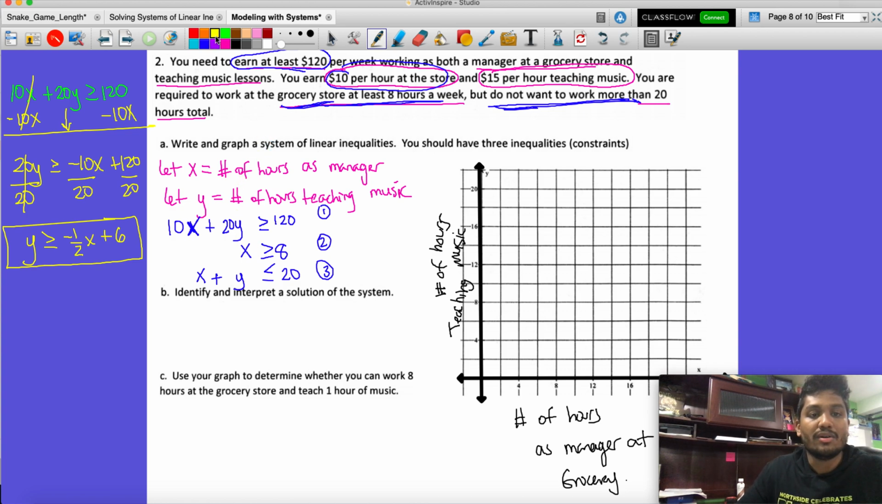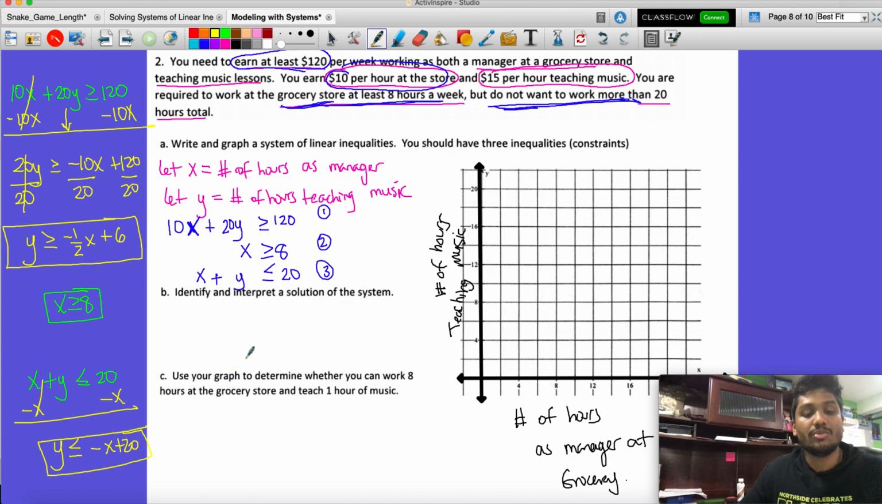Then we have the other one. I'll write this in green, okay? X is greater than or equal to 8. There's no y there, so we're actually just going to graph that. And then the last one now is x plus y is less than or equal to 20. And this one, yeah, we can totally rearrange this by subtracting x from both sides. And we get that y is less than or equal to negative x plus 20. Okay, so these are the three things that we're going to be graphing. It's going to be messy. So we have to account for that.